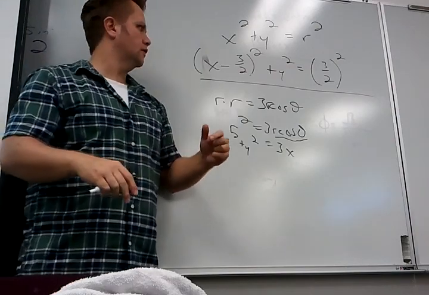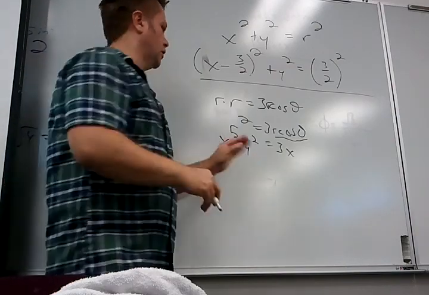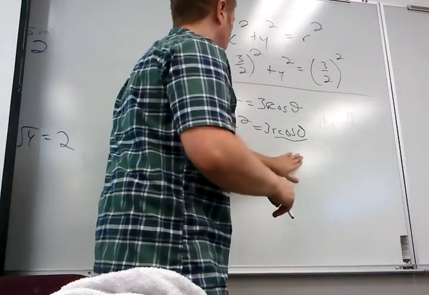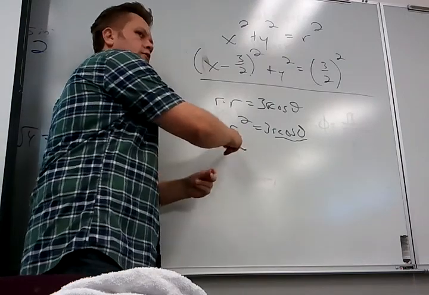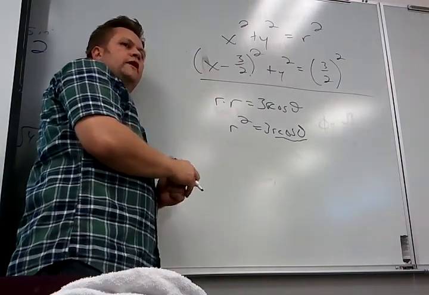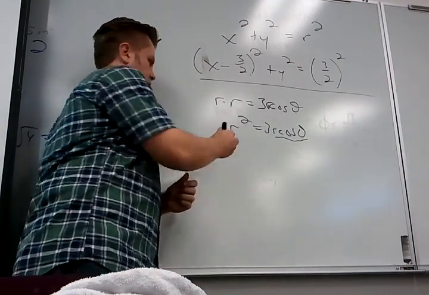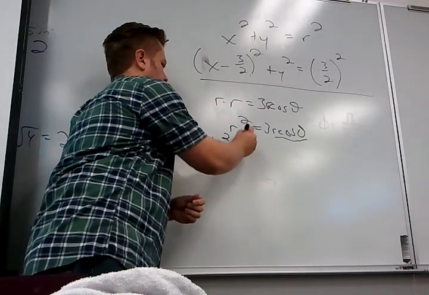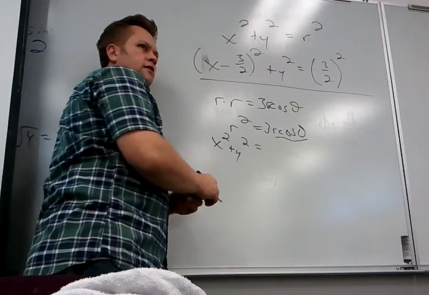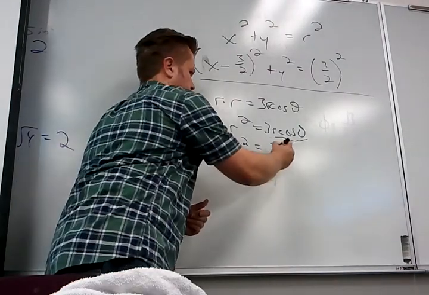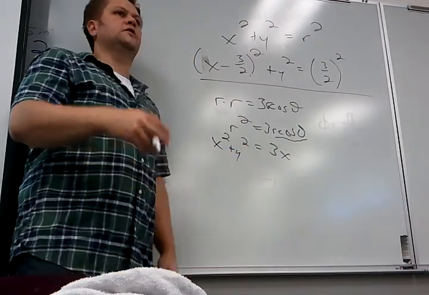Where did you get the... All right. Which part do you not get? Okay, there you go. Go again slowly. All right. What's r squared in terms of x and y? x squared plus y squared. That's a known thing. And what's r cosine theta? x. Just like r sine theta is y.